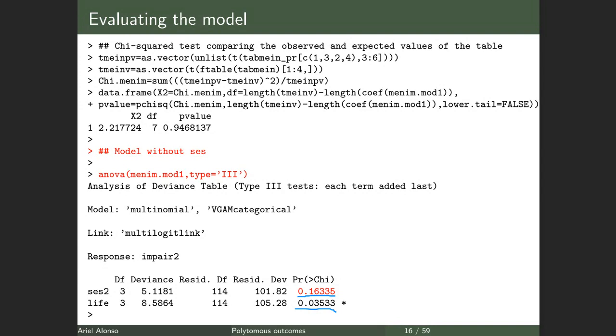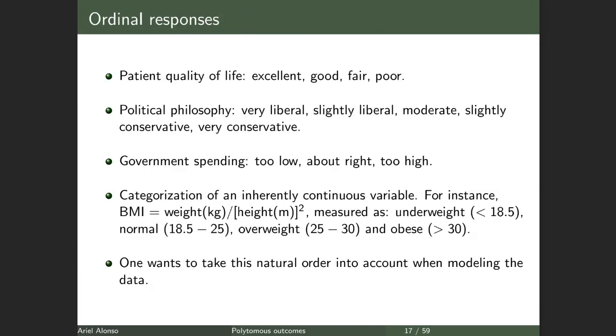The problem is that this model ignores the ordinality of the response. We are considering here well, mild symptoms, moderate, and impaired just as labels. And there is more information. These categories are ordered. So the next question is, can I take this order into account? Can I use this information when building up my model? And you can. And we are going to see two different types of models to take this into account.